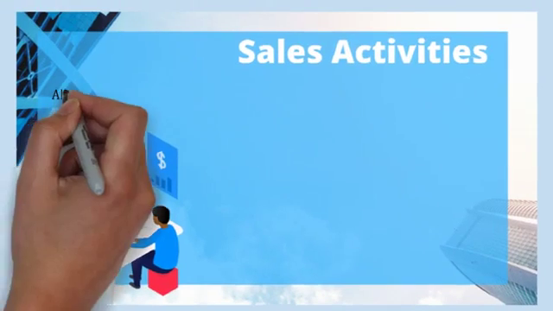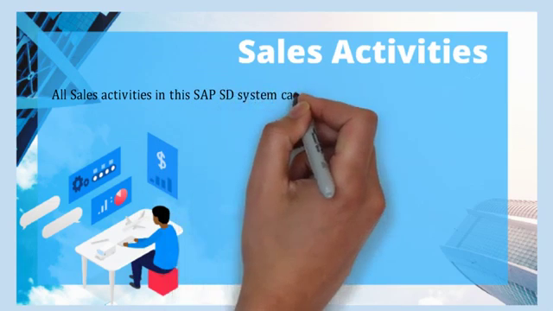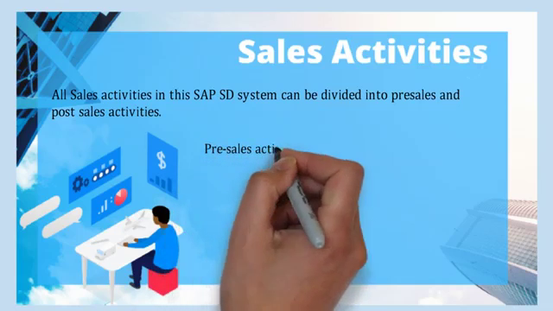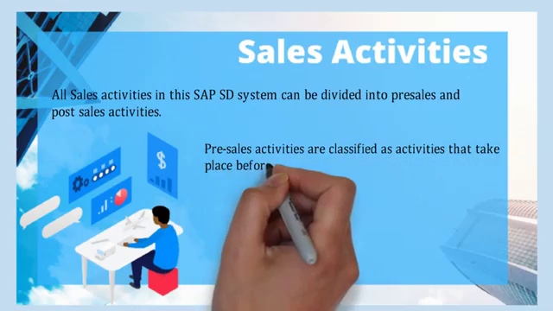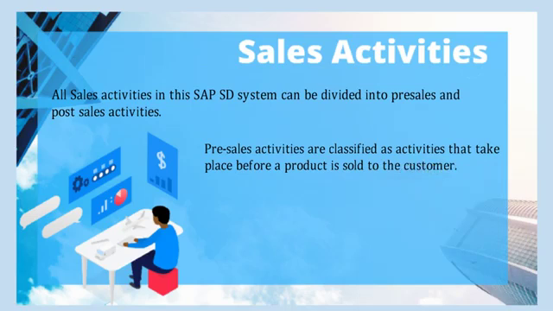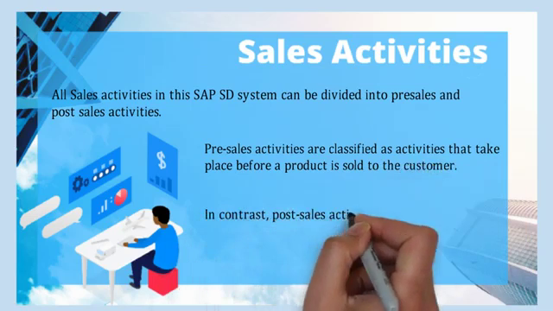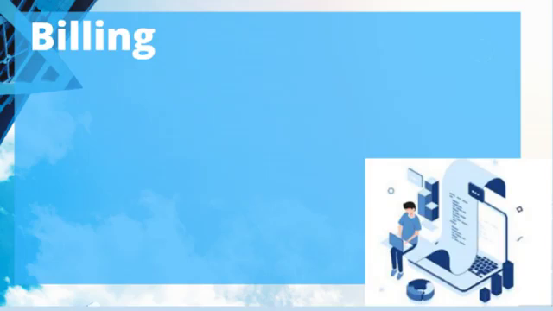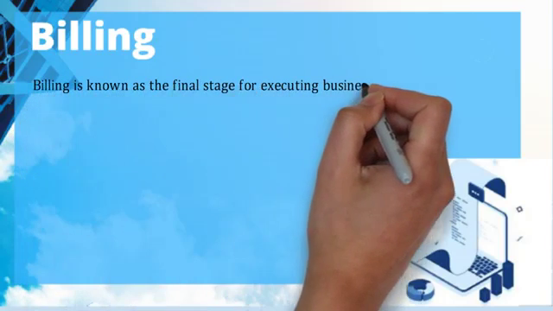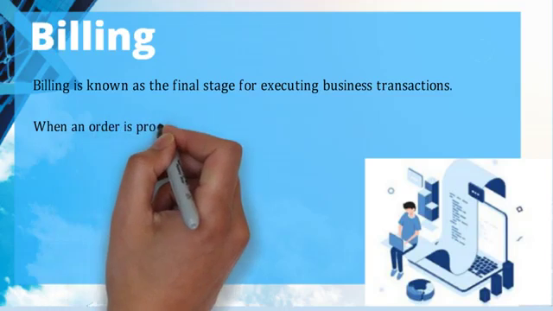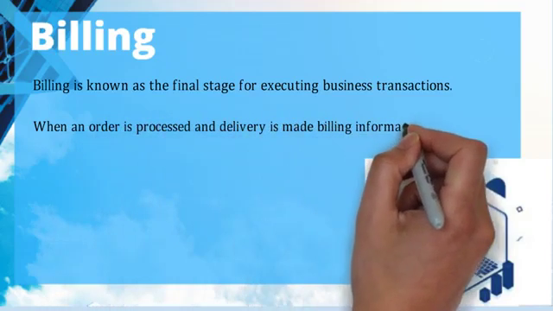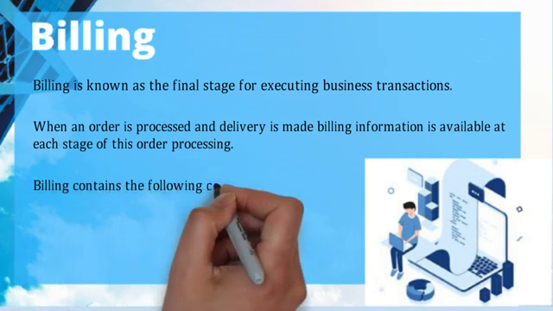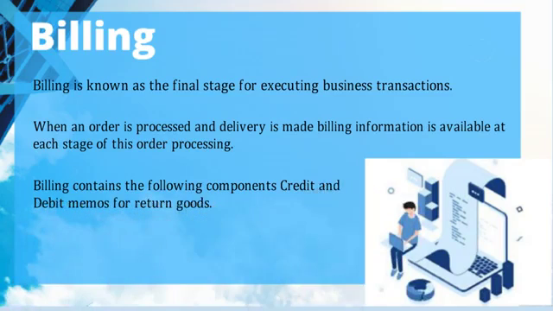Sales activities. All sales activities in this SAP SD system can be divided into pre-sales and post-sales activities. Pre-sales activities are classified as activities that take place before a product is sold to the customer. In contrast, post-sales activities are those that take place after a product is sold. Billing. Billing is known as the final stage for executing business transactions. When an order is processed and delivery is made, billing information is available at each stage of this order processing. Billing contains the following components: credit and debit memos for return goods.